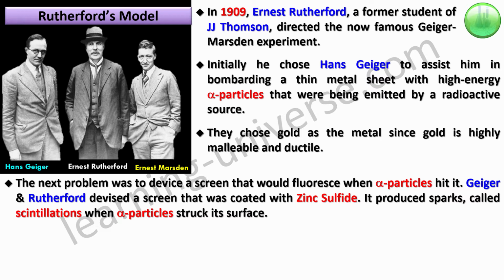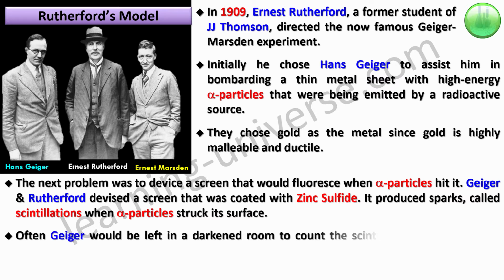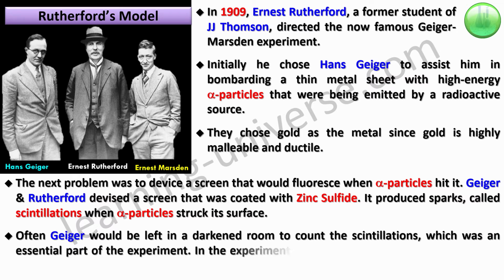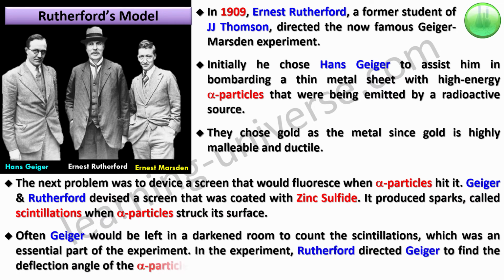Interestingly, Geiger would often be left in a darkened room to count the scintillations, which was an essential part of the experiment. Rutherford directed Geiger to find the deflection angle of the alpha particles after passing through the gold foil. Rutherford had reservations about the atom being a soup of positive charge with electrons spread equally. He wanted to know for sure whether that was true. So he bombarded a gold foil with alpha particles and wanted Geiger to count the scintillations and notice whether there were any deflections. If there were no deflections, it would simply mean the atom is homogeneous.